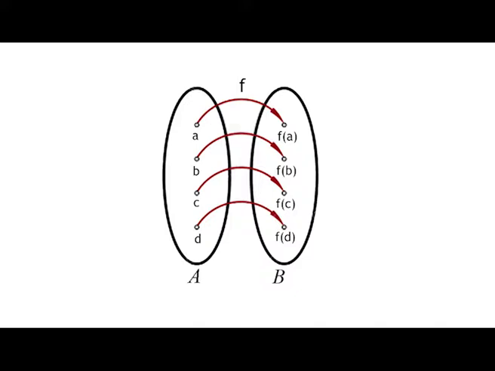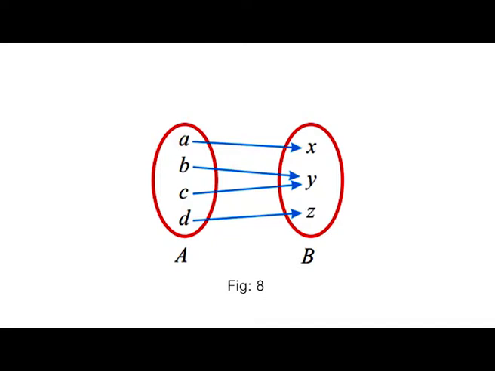Similarly, f of b in the set B is the image of the element b in the set A, and so on. The set of all image values of the function f is called the image or range of f. That is, image of f equals the set of all f of a such that a belongs to set A. Image of f is a subset of the target set B and is denoted by Im of f or f of set A.